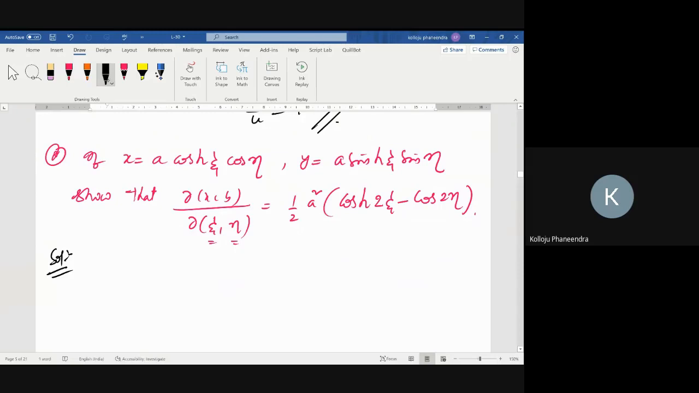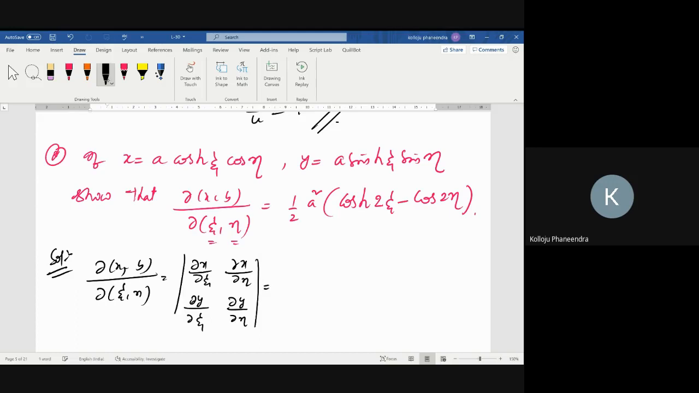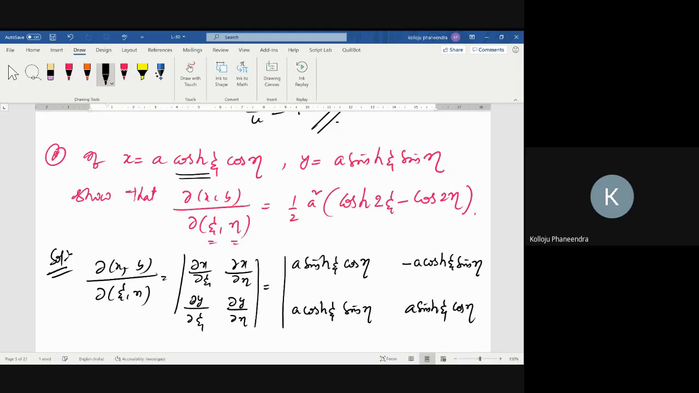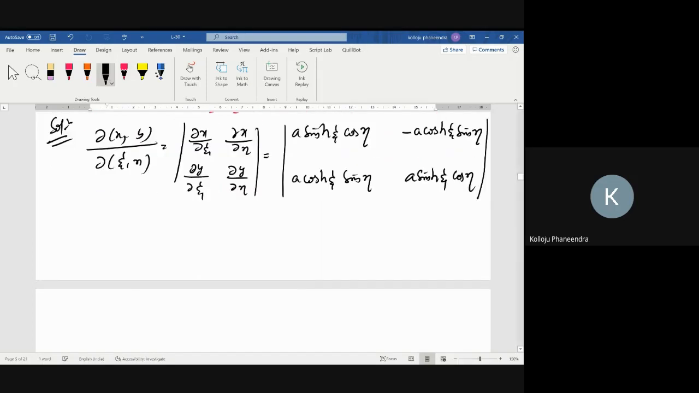Now to find this, I have to calculate first, I will write directly, ∂(x,y)/∂(xi,eta), that is ∂x/∂xi, ∂x/∂eta, ∂y/∂xi, ∂y/∂eta. What is ∂x/∂xi? Cosh xi derivative is sinh xi, this cos eta constant. ∂x/∂eta, cos eta derivative is minus sin eta. Next, ∂y/∂xi is a cosh xi sin eta. ∂y/∂eta is a sinh xi cos eta. Okay.